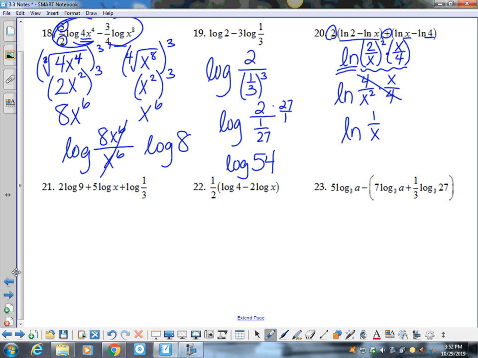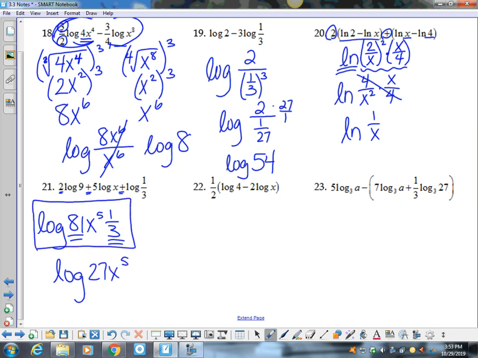Okay, last 3. Log of 9 squared, that's 81, times x to the 5th times 1/3. Well, I can do 81 times 1/3. 3 goes into 81 27 times. So that's log of 27 x to the 5th. Do not leave your answer like this. You have to clean it up.